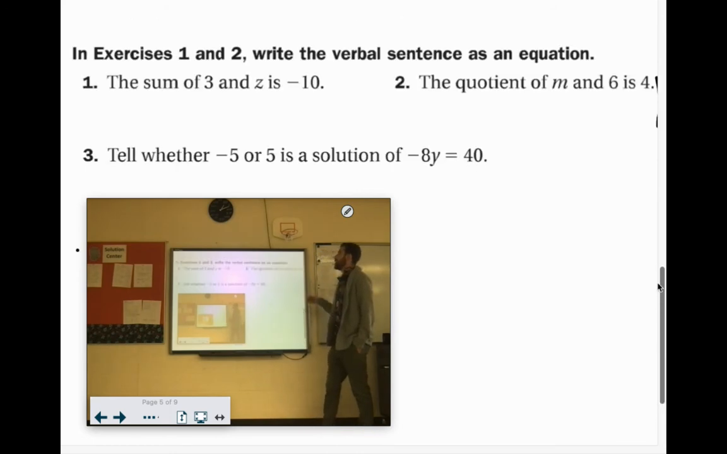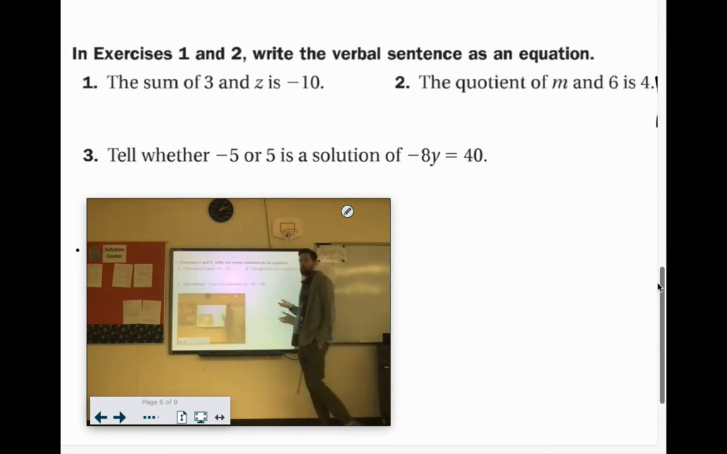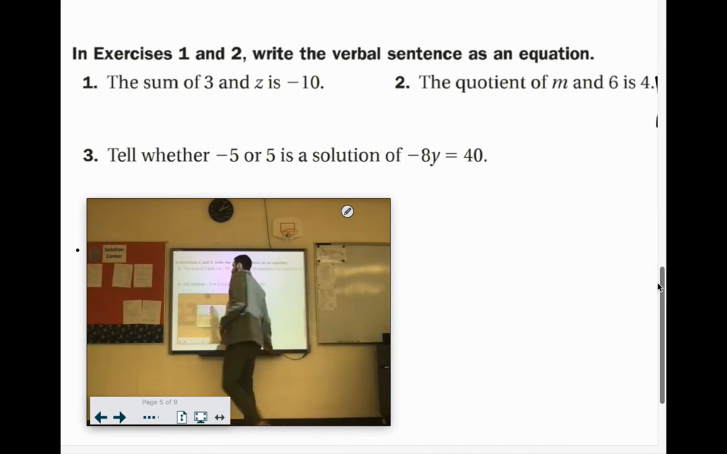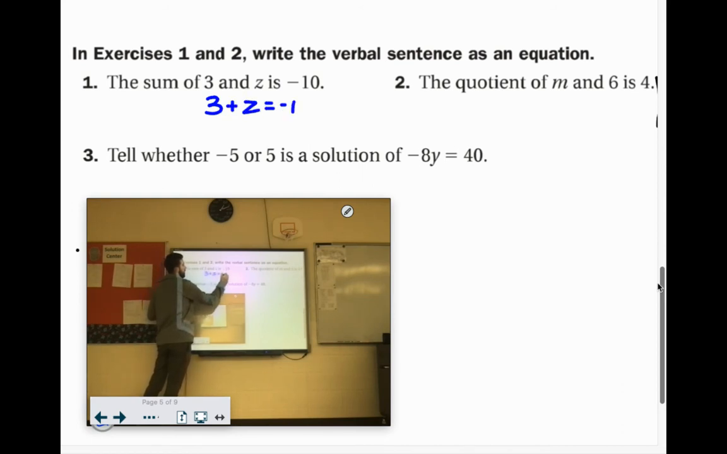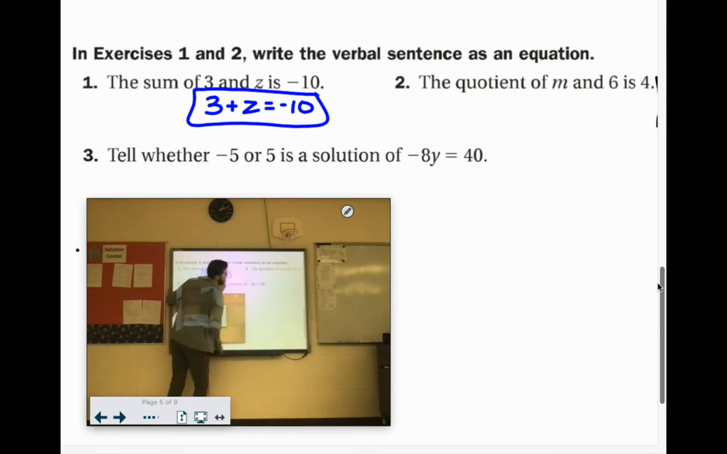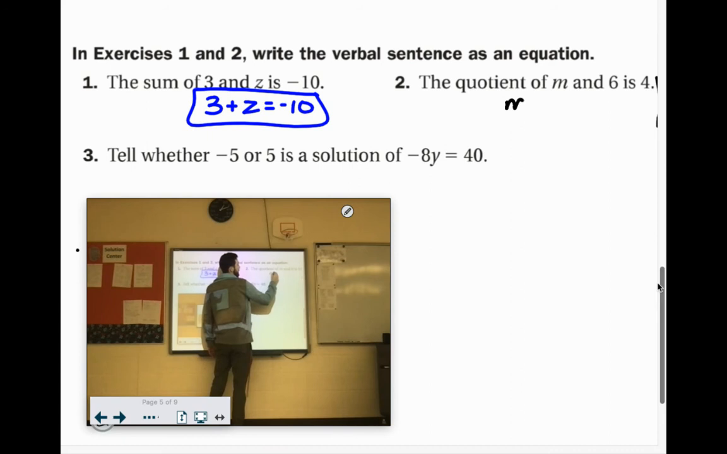So I'd like you to try out these 3 problems. Pause it here and check when you're done. Sum of 3 and z is negative 10. Sum means addition. The quotient of m and 6 is 4. Quotient means division. M divided by 6 equals 4.